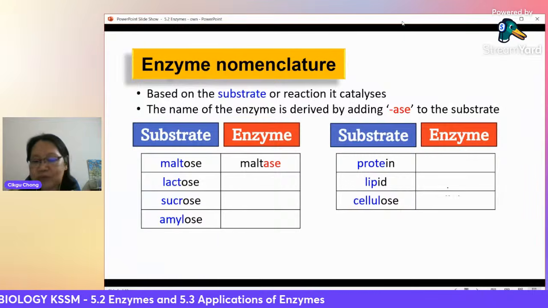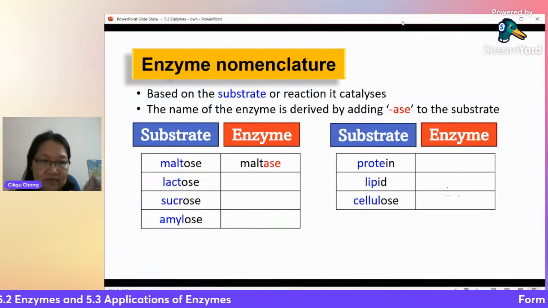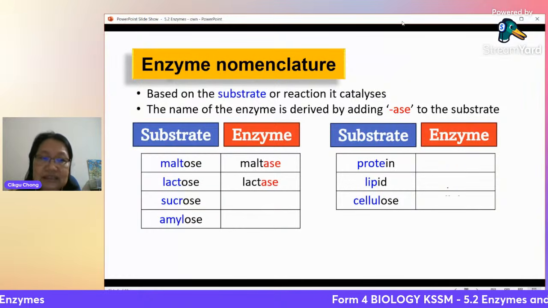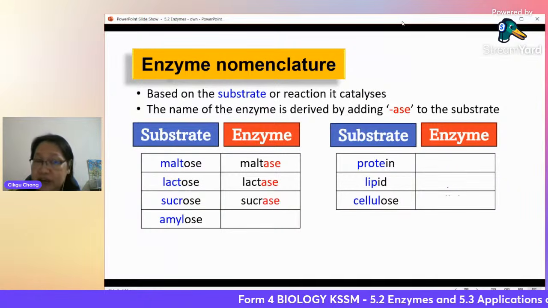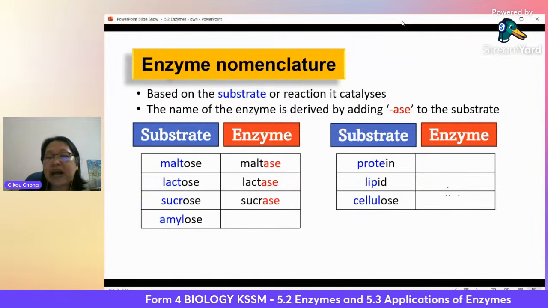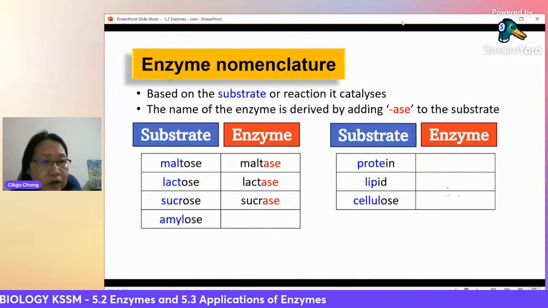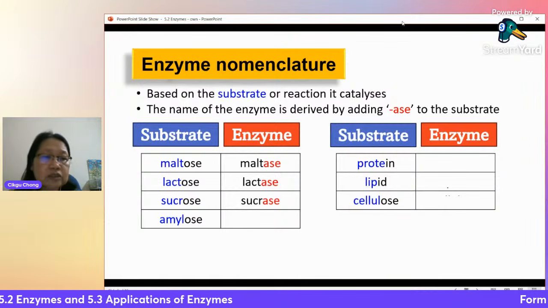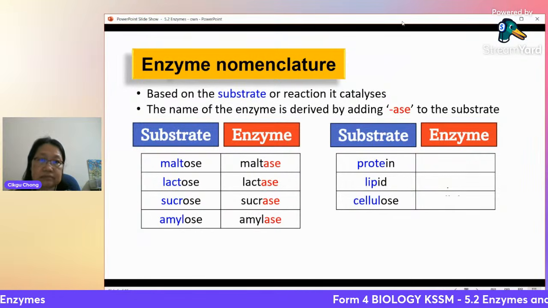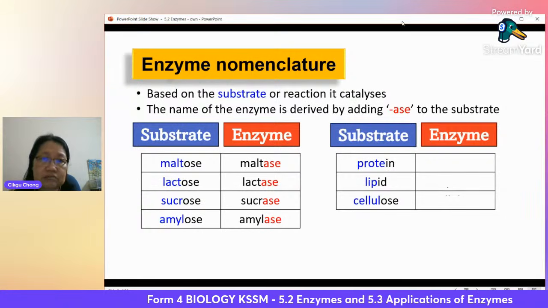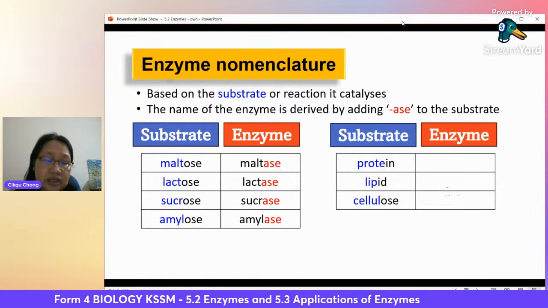Okay, lactose will be hydrolyzed by, very easy, take away the OSE, add in the ASE: lactase. Sucrose, sucrase. So sucrase will act upon your sucrose, will catalyze the sucrose. Amylose is actually starch. The enzyme for amylose is amylase. That means we say amylase hydrolyzes starch. Starch is called kanji in the end.